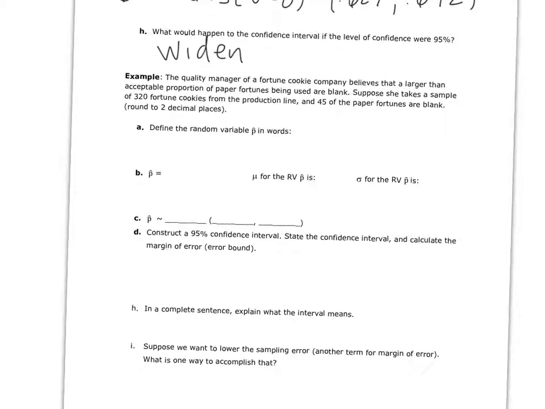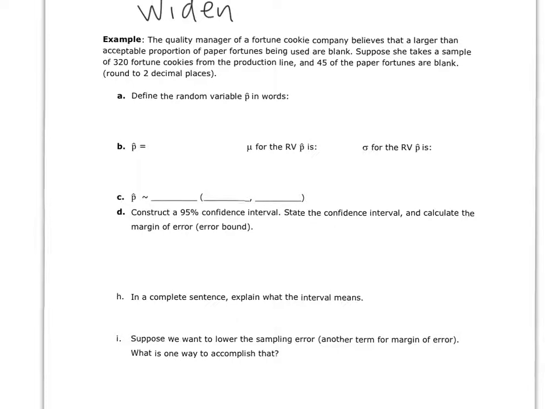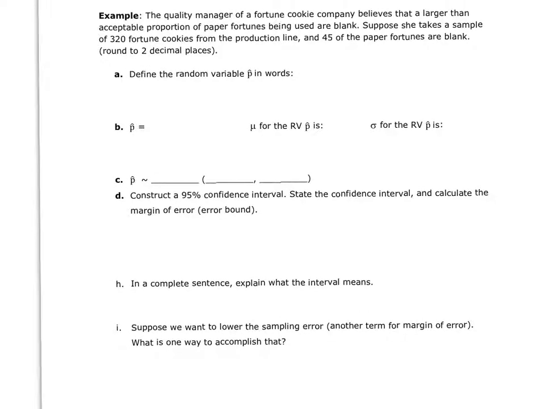All right, let's look at the next example. A quality manager of a fortune cookie company believes that a larger than acceptable proportion of paper fortunes being used are blank. Suppose she takes a sample of 320 fortune cookies from a production line and 45 of the paper fortunes are blank.